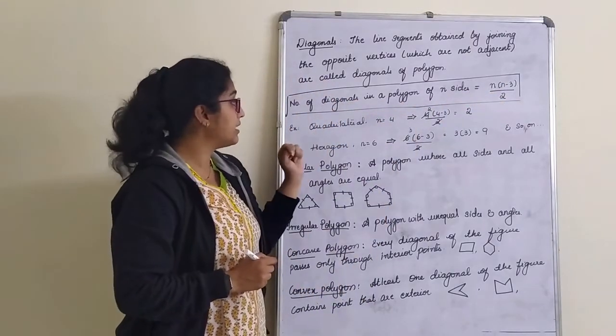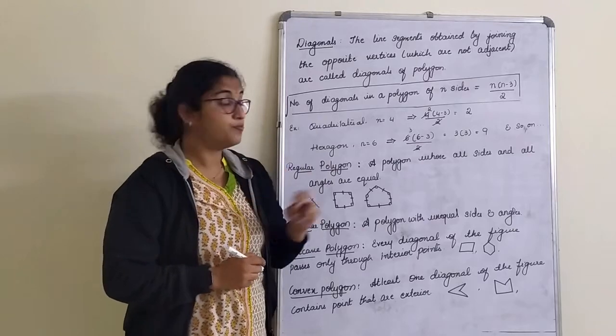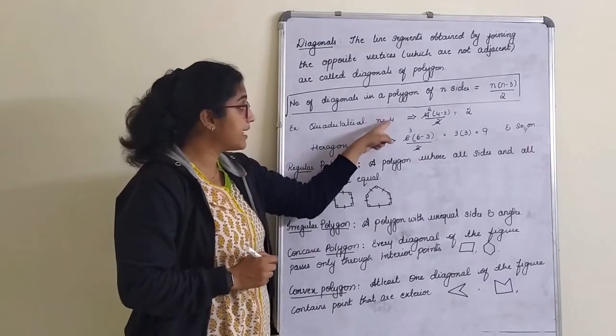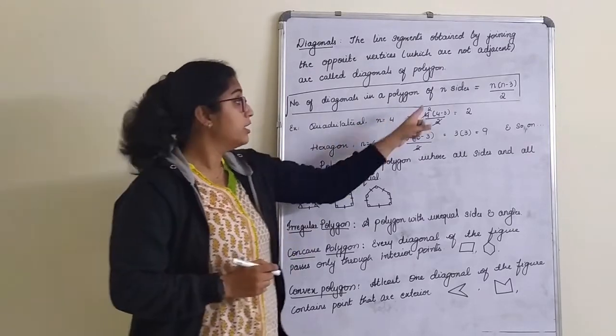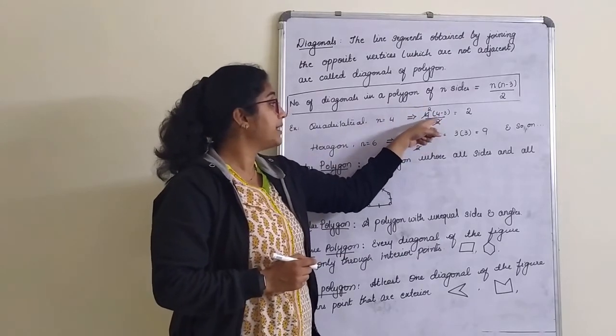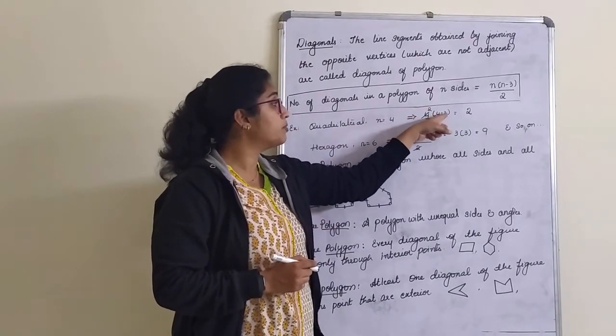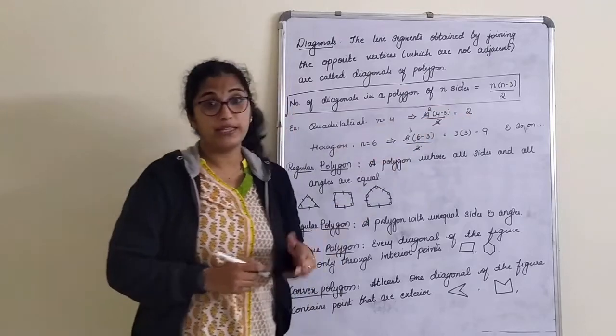Let's check for quadrilaterals. We know that we can draw two diagonals. The number of sides in a quadrilateral is 4. So 4 times (4 minus 3) divided by 2. 4 minus 3 is 1. 4 into 1 is 4, 2 twos are 4. So we get 2.